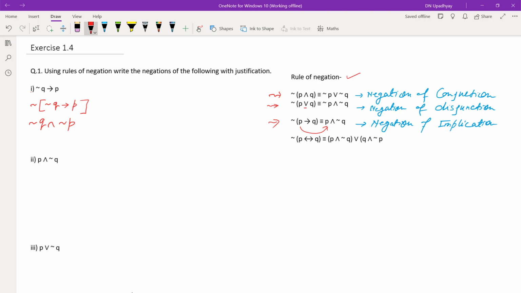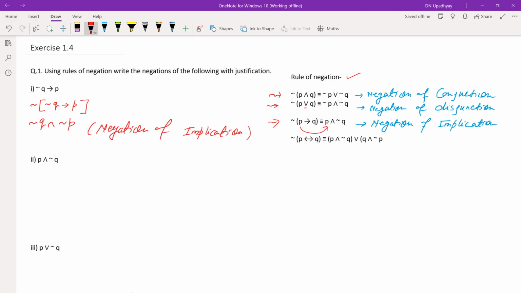So negation of implication. So what is the justification? Here we will write that this is nothing but a negation of implication. Negation of implication. Negation Q and negation P. This is nothing but negation of implication, right? Okay.